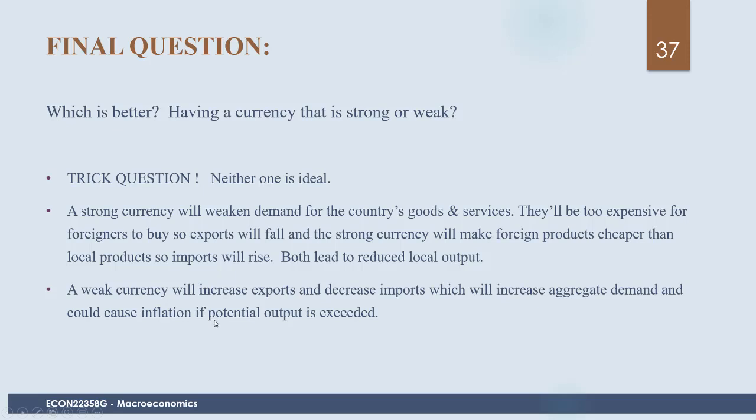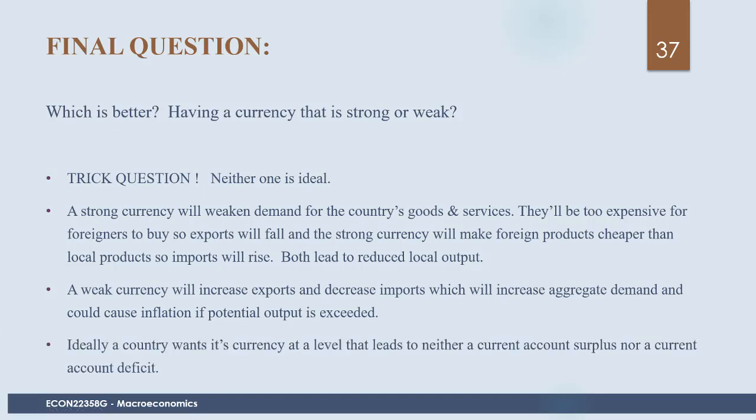But if our currency depreciates by a lot and we're already near our potential output, we might have to start to be really worried about inflation, because we would be stimulating the economy when it's already stimulated enough. So ideally, a country would want its currency at a level that leads to neither a current account surplus nor a current account deficit. We'll just keep it at that, but this is not exactly true in my opinion. It all depends on the situation.